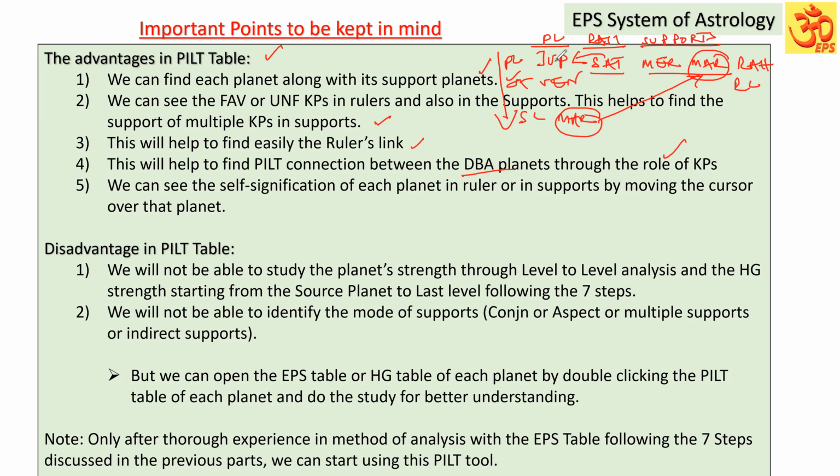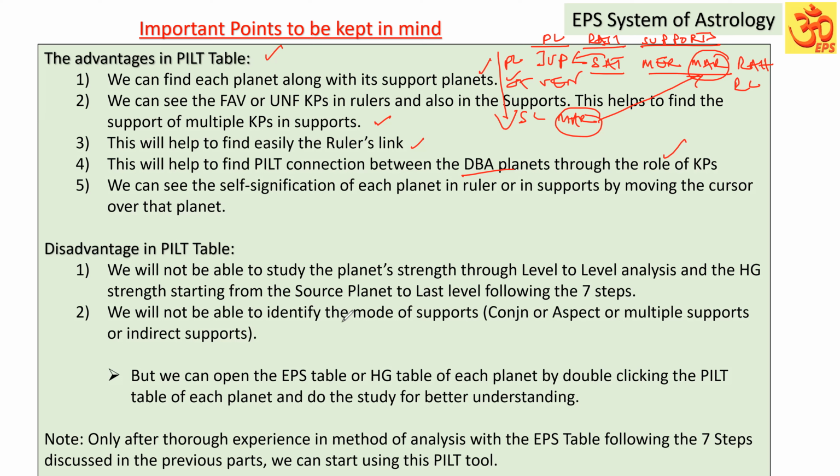That way we can study from the EPS table, whereas in the PILT table we will not be able to see each planet's self-signification unless we keep the cursor on it. That also disappears once we move the cursor. So that method of analysis, level to level study, forming the house grouping and all, we will not be able to see. That is a disadvantage.